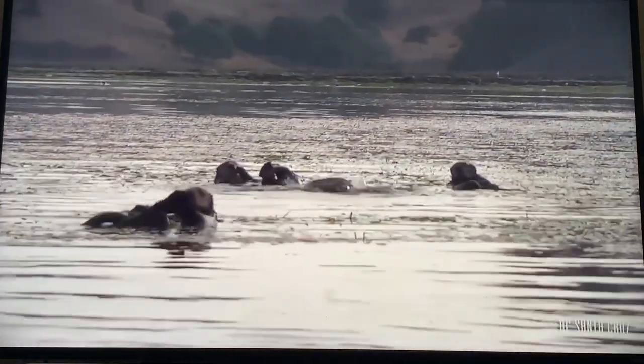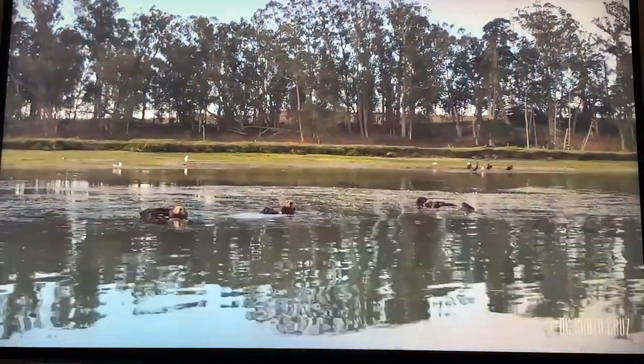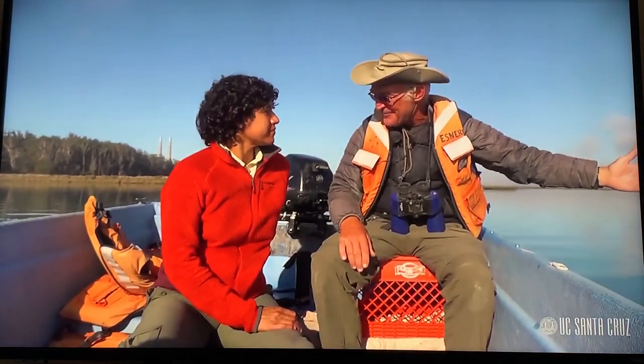You can just imagine out in the ocean, a mother with a pup. She's got to dive down, leave the pup on the surface, find the forage, come back up, find her pup, then eat her prey. In the meantime, she's got all the waves. But as you can see here, it's just an ideal habitat for the otter.